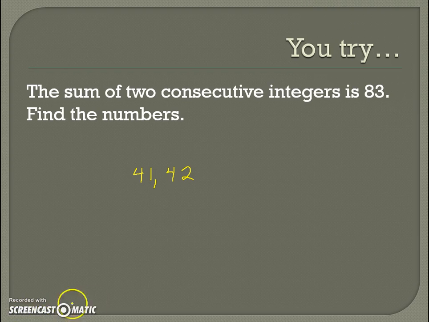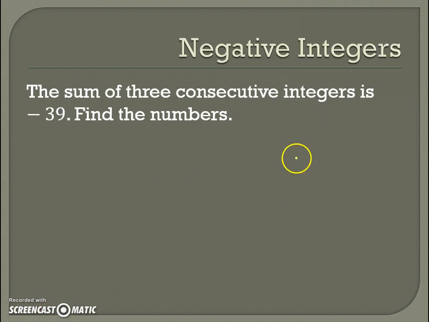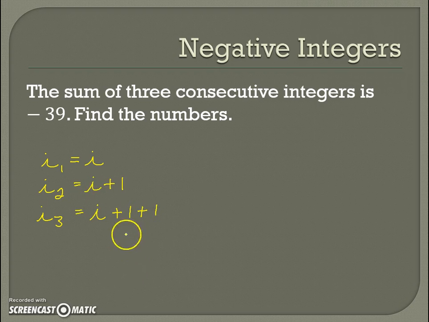All right, let's take a look at another example. Here it says the sum of 3 consecutive integers is, gasp, a negative number, negative 39. Find the numbers. Okay, so it's consecutive integers again. I'm going to have integer 1, which is equal to just I. Then I have my second integer, which is equal to I plus 1. And then I have integer 3, which is going to be the integer before it plus another one. In other words, I plus 1, plus another one. But instead of writing it as plus 1, I'm going to combine those two things and say that it is plus 2.